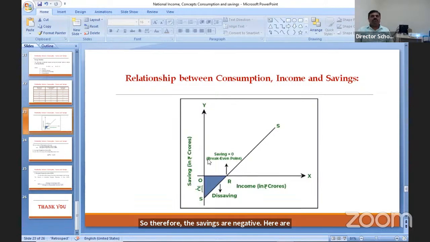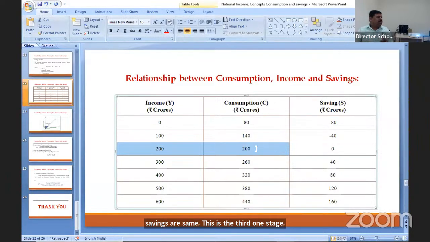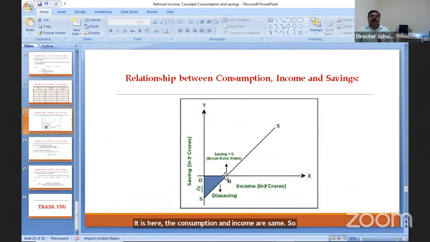Here the R point shows the saddle point, or break even point. Saddle means equal, okay, or the break even point. Here the consumption and income are the same. This is the third stage, where the consumption and income are same, so therefore the savings are zero. So this is the R point. Then onwards, when the income of any country increases, the savings also increase. Over the period of time, the country is able to increase its savings.